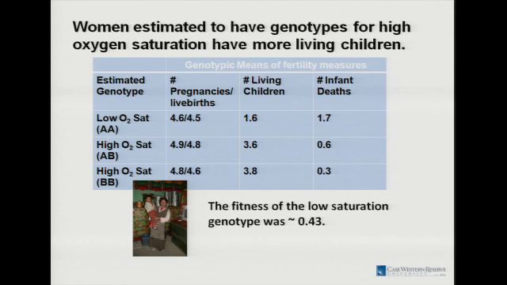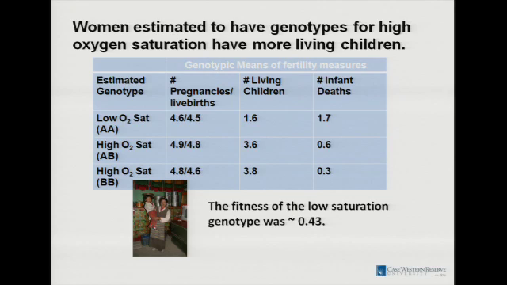Is there any evidence for it? Yes. Women who are estimated to have genotypes for the high oxygen saturation, the heterozygote and the homozygote for 90% as compared to the homozygote for 80%, have more living children. If we look at the number of pregnancies, there's not that much variation, around 4.6, 4.8. If we look at the number of living children, the women with a low oxygen saturation genotype have fewer than half as many surviving children. It's mainly due to infant deaths. So it's very strong evidence for differential reproduction.